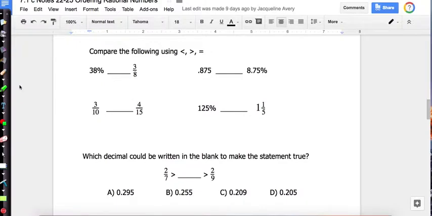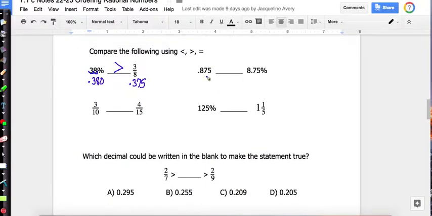Okay, compare the following using less than, greater than, or equal to. So we can use the middleman here. So we have 38%. There's no decimals, so we start at the end of the number, 1, 2. We have 38 hundredths. Okay, 3/8, we have 375 thousandths. So I can drop a 0. How does 380 thousandths compare to 375 thousandths? Good, it's greater than.